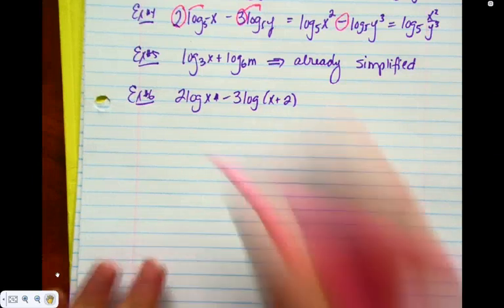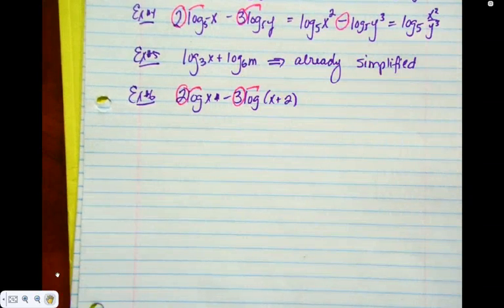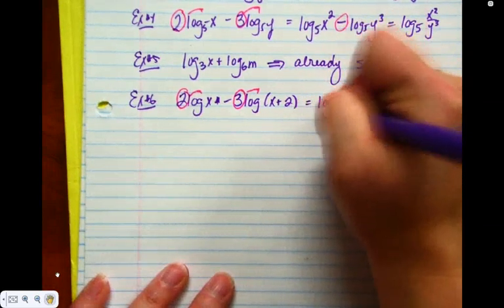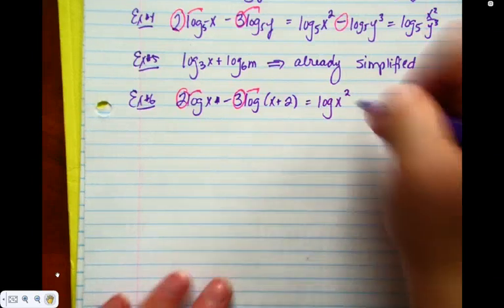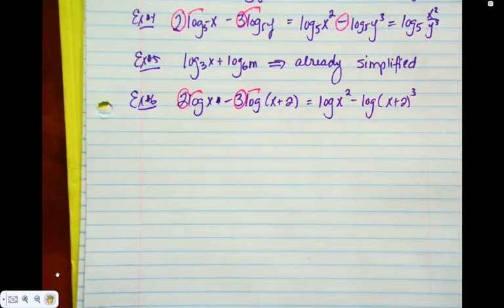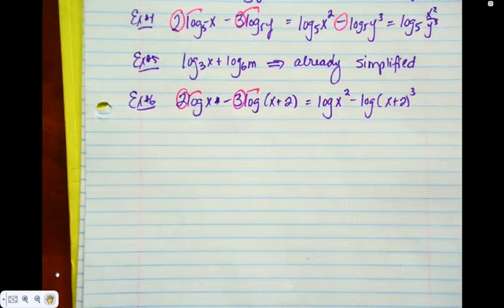Any coefficients become exponents, so the 2 has to go up and the 3 has to go up. You notice I'm not moving that negative. I'm not taking negative 3. I'm just leaving it. So this is going to become log x squared minus log of x plus 2, and then the cube just goes at the back of the brackets. I'm just doing it step by step. So you might want to make a note: don't move the negatives. When you move the coefficients, the negative stays. And this bracket at the back, don't care. It's just a value.